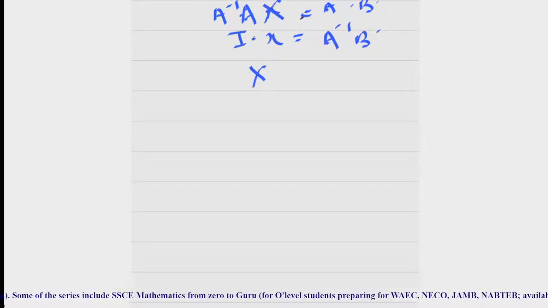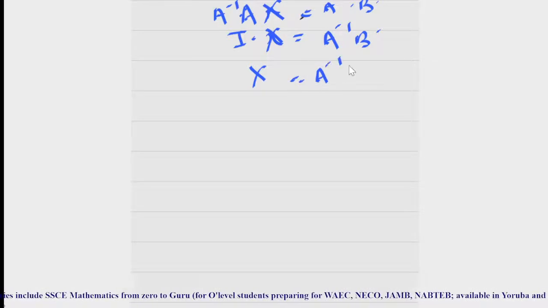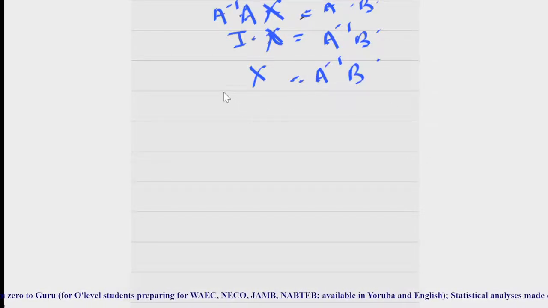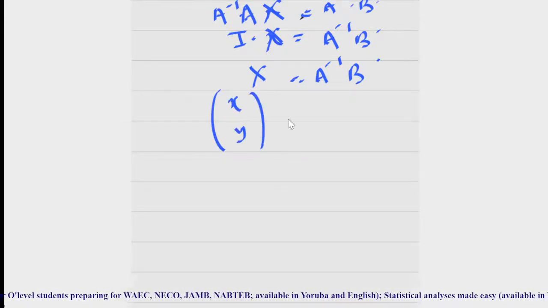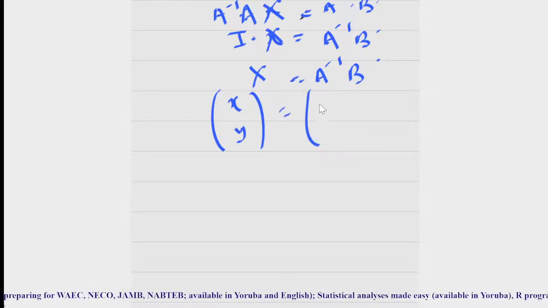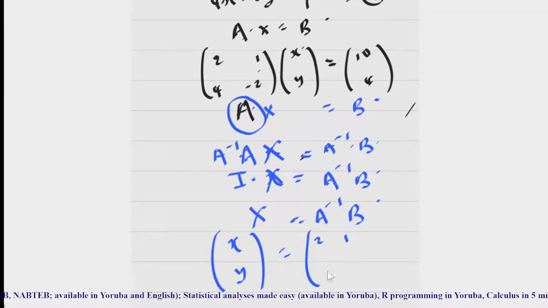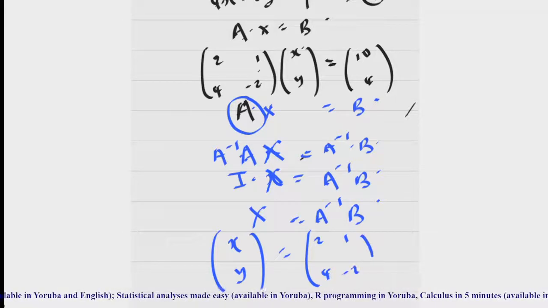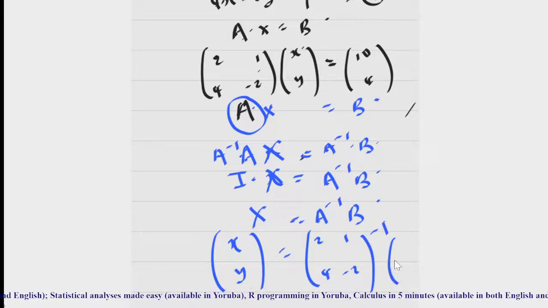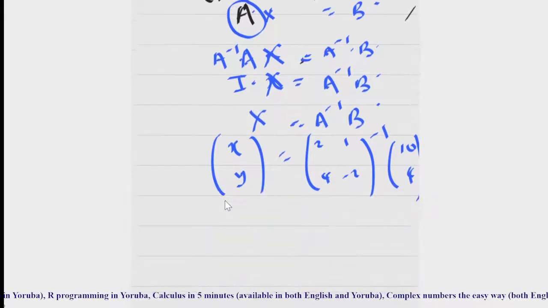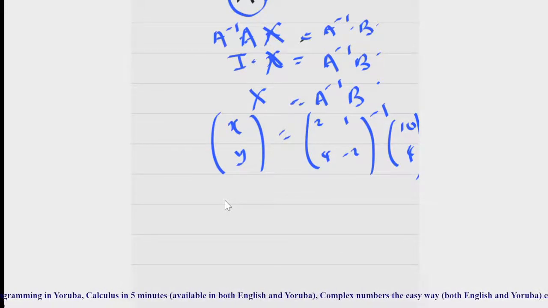Let me use uppercase X. So X equals A inverse B. It means your X now, which is x, y, is going to be the inverse of A, that is the inverse of 2, 1, 4, minus 2. You find the inverse, then multiply by B, which is 10, 4. You can see it is very simple as that. You don't need to stress yourself. Just find the inverse of your augmented matrix and multiply it by B.